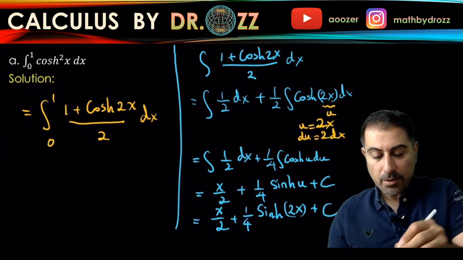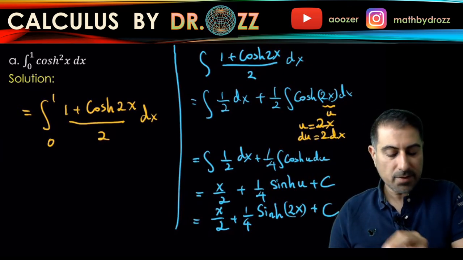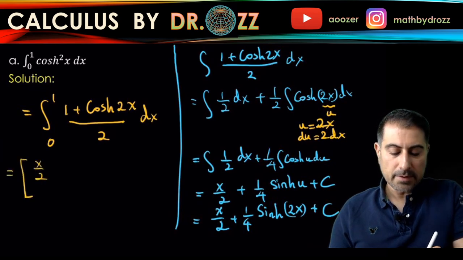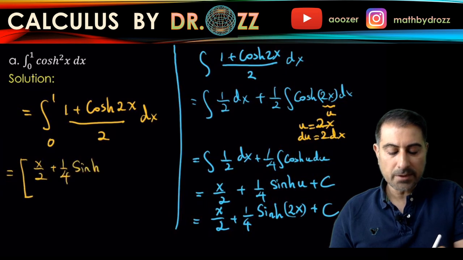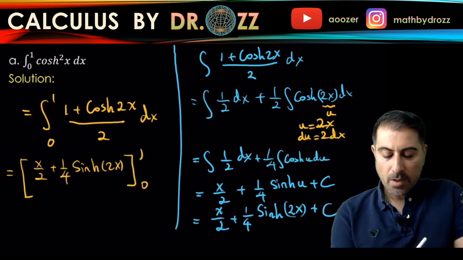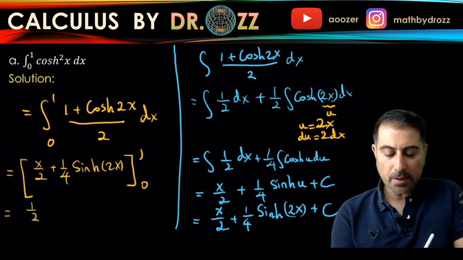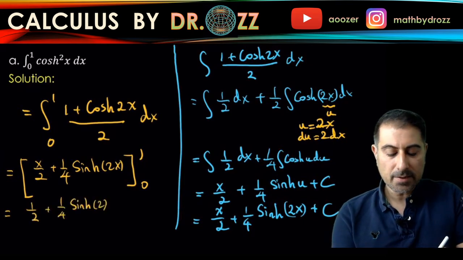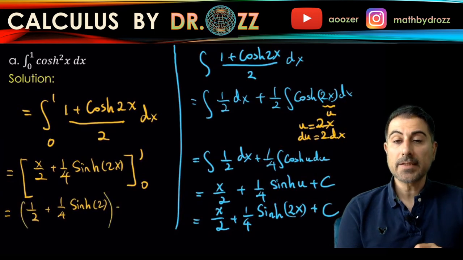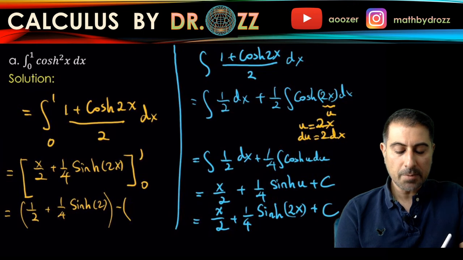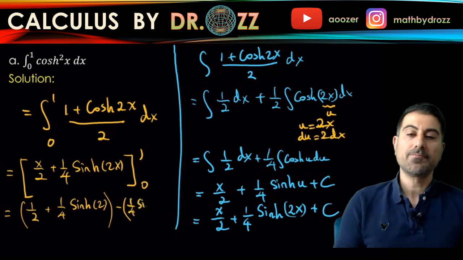So I can go ahead and write this as x over 2 plus 1/4 sine hyperbolic 2x, with the lower limit being 0 and the upper limit being 1. Let's plug in the upper limit. That's 1/2 plus 1/4 sine hyperbolic 2. That's the upper limit. Minus, if you plug in 0 for x, that's 0 over 2, which is 0, plus 1/4 sine hyperbolic 0.